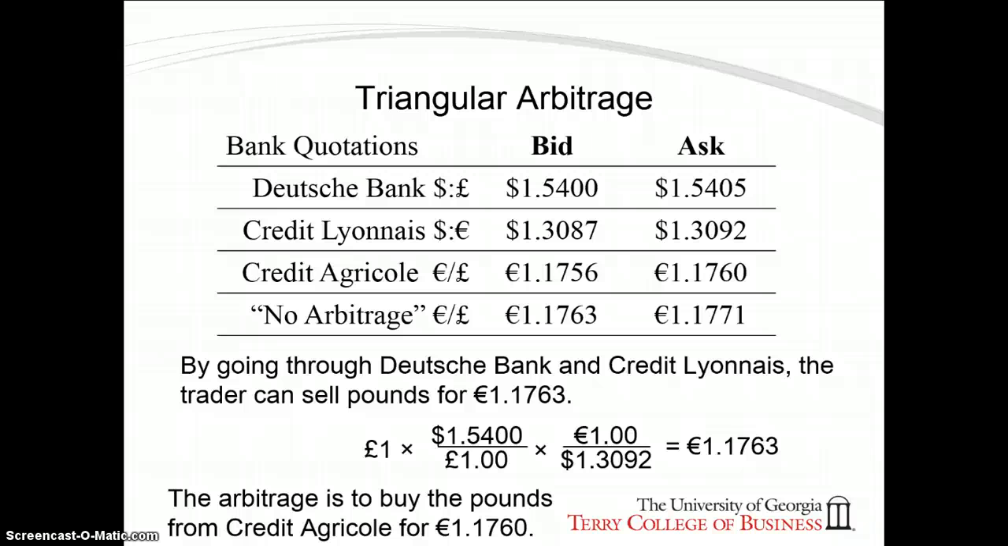Here's how to profit via triangular arbitrage. By going through Deutsche Bank and Credit Lyonnais, the trader can sell pounds for 1.1763 euros per pound. Again, this is based on the calculation of the cross rate bid as shown by the equation. The arbitrage opportunity stems from the fact that Crédit Agricole is offering to sell pounds for only 1.1760 euros per pound. So the trader could buy pounds from Crédit Agricole at the lower rate and then sell them at the cross rate, which is higher.